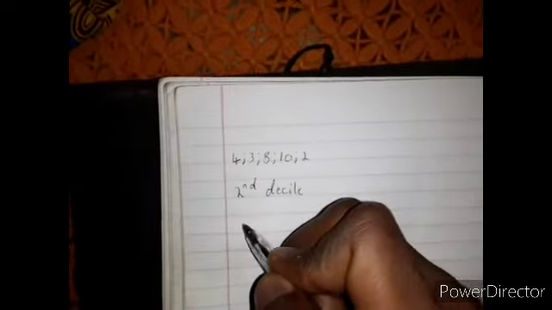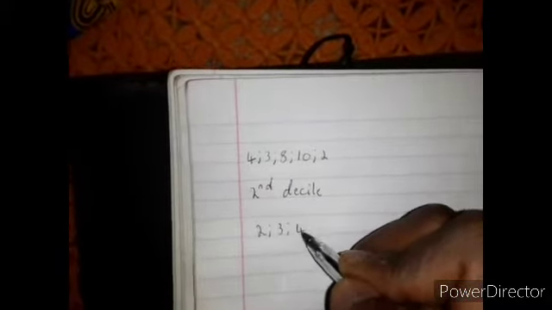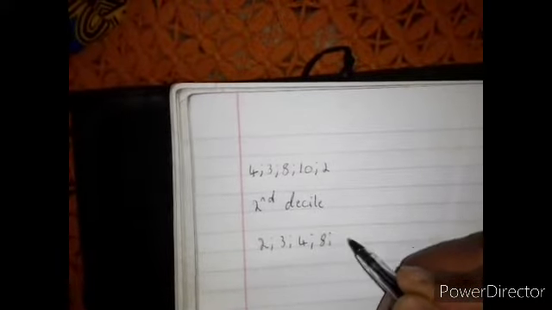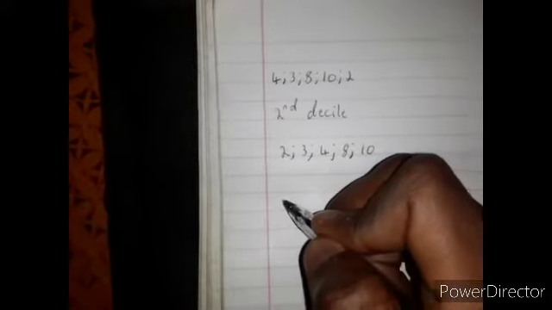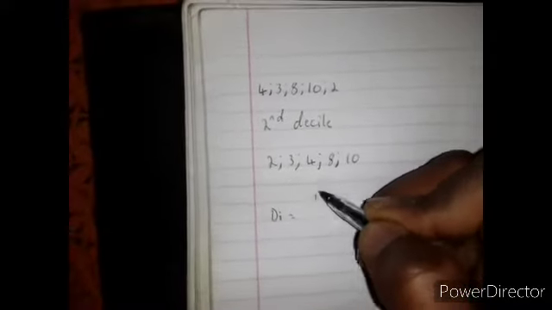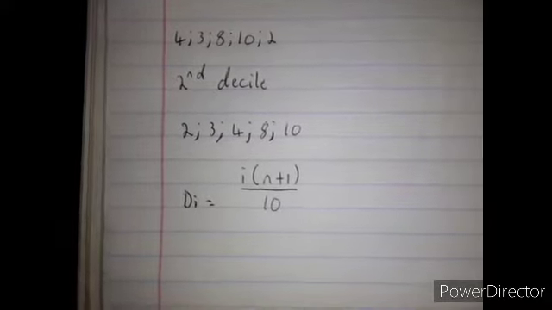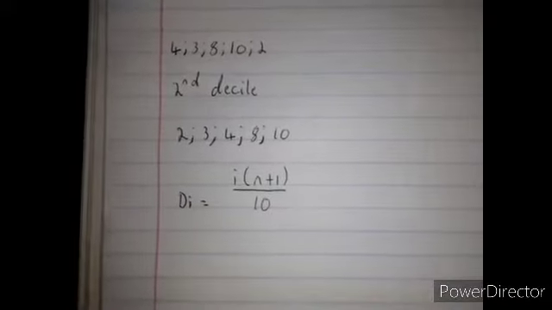The first step is to arrange the data in ascending order. The second step is to find the decile position. So it's equal to i into (n plus 1), all divided by 10. This is the formula to find the position of a specific decile. In this case, we are finding the position of decile 2.